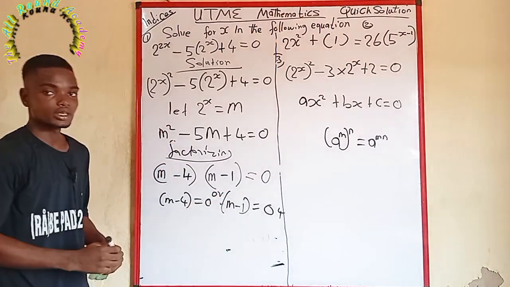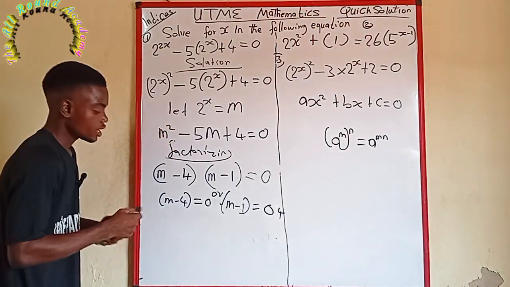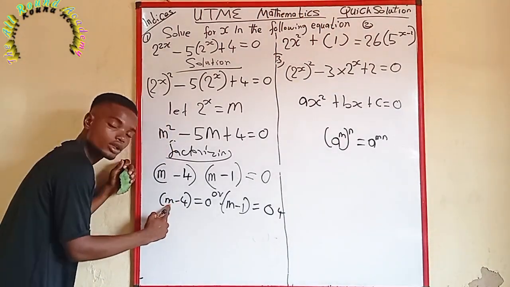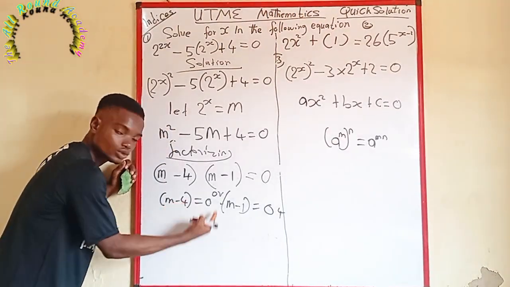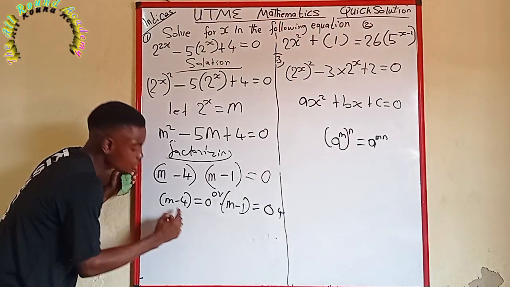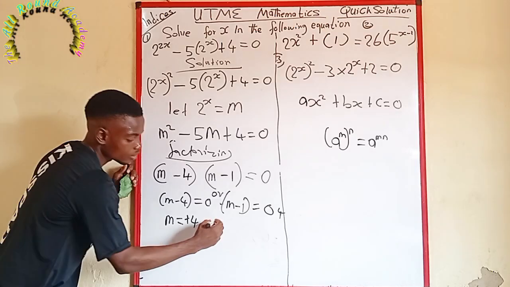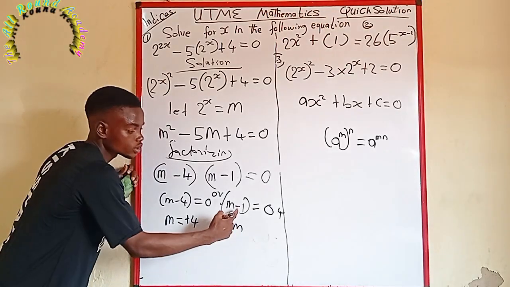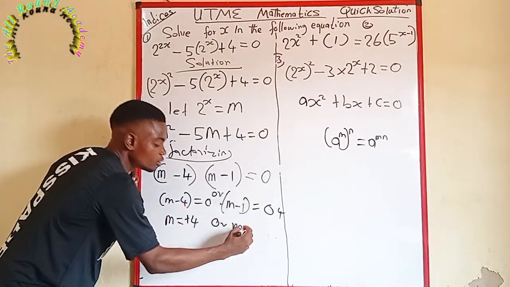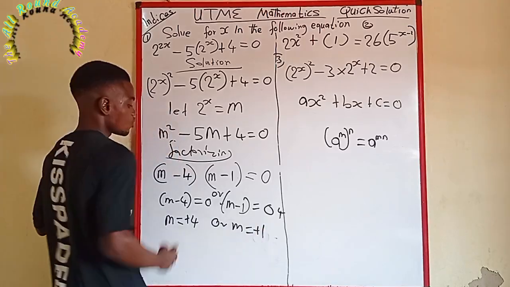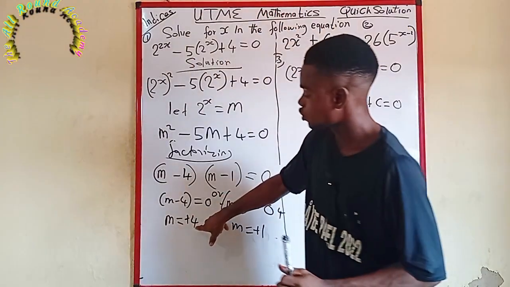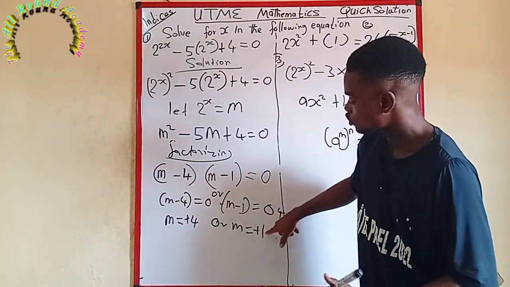Is also equals 0. Hence, from here, I will say that looking for the value of m, minus 4 is going to cross over. I will say m is equals to minus 4, crossover will give me positive 4. Or m is equals to negative 1, crossover will give me positive 1. So that m is equals to 4 and m is equals to 1.